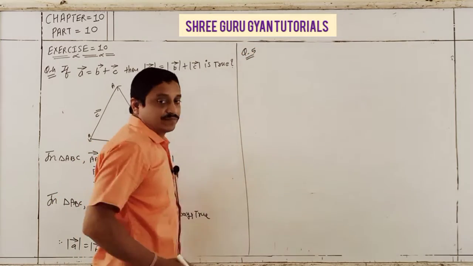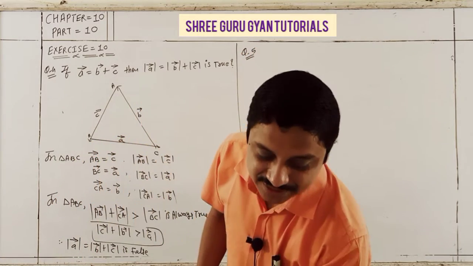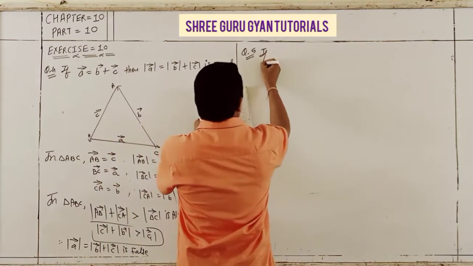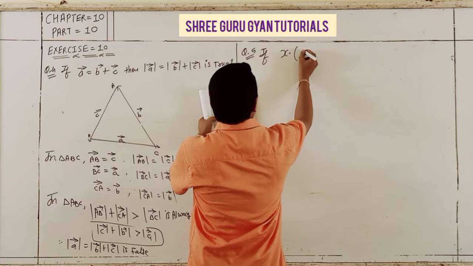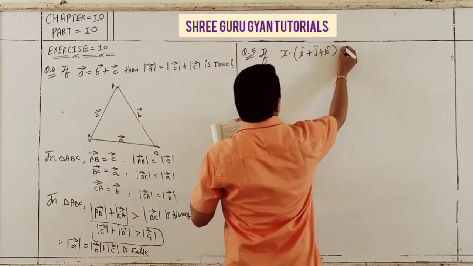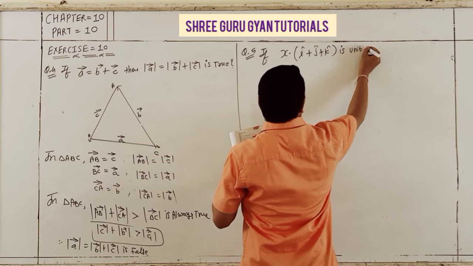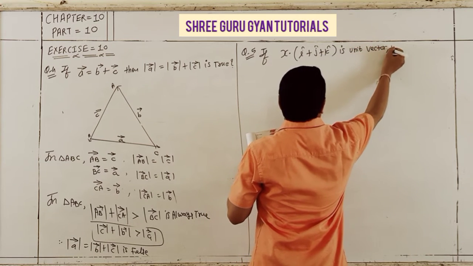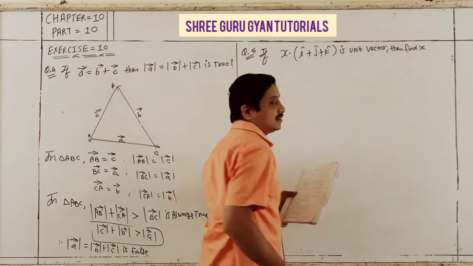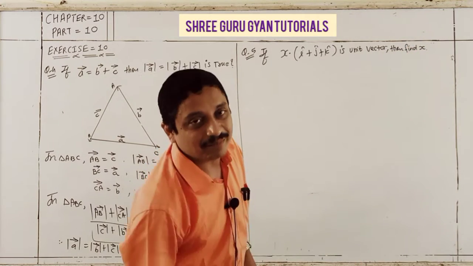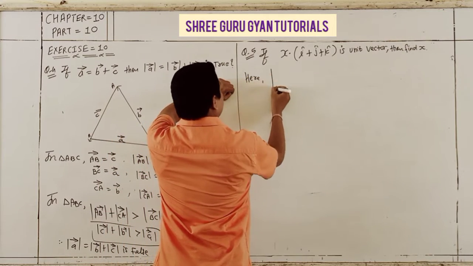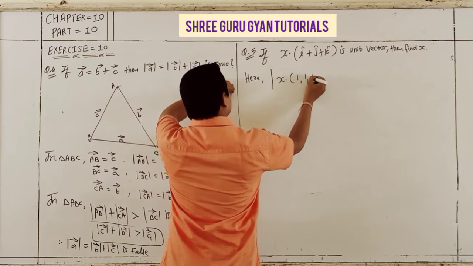Now question 5. 5 is also very easy. Find the value of x if it is a unit vector. If x with i, j, k is a unit vector, then find x. A unit vector means magnitude 1. So here students, you take modulus equal to 1, 1, 1.